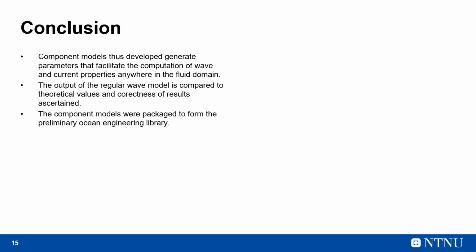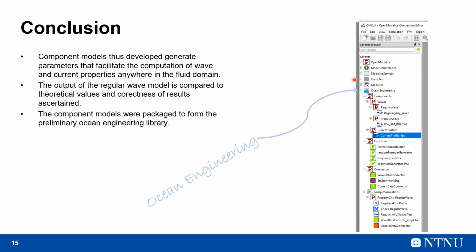In conclusion, we see that the component models thus developed generate parameters that facilitate the computation of wave and current properties anywhere in the fluid domain. The output of the regular wave model is compared to theoretical values, and correctness of results are ascertained. The component models were packaged to form the preliminary ocean engineering library as shown in the figure. So this library now has the regular wave, irregular wave, and current component models that we have developed. It also has the sample simulations discussing all the results that were presented in the paper.